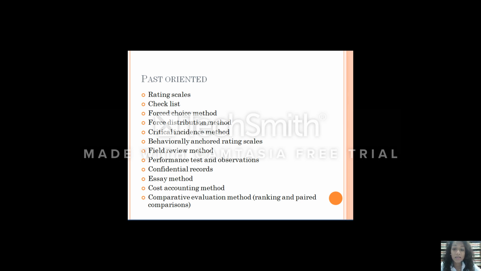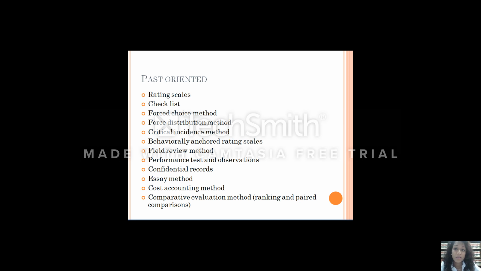In this method, the rater writes down the employee description in detail within a number of broad categories like overall impression of the performance, promotability of the employee, existing capabilities and qualifications for performing jobs, strengths and weaknesses, and training needs of the employee. Another method is the cost accounting method. Here, performance is evaluated from the monetary returns yielded to his or her organization.